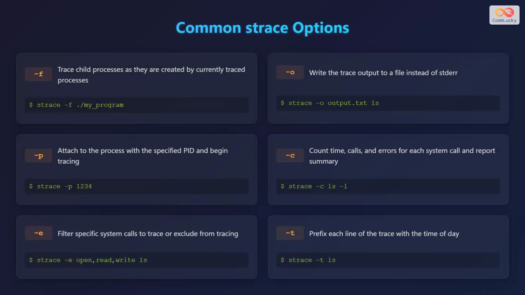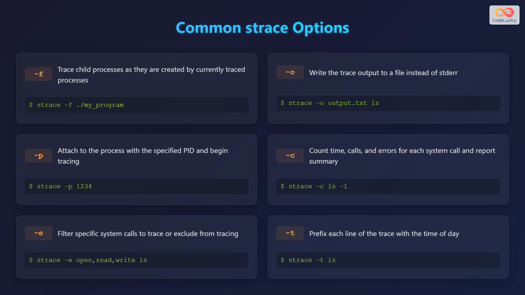Let's explore some common options used with strace. The -f option tells strace to follow child processes as they are created by the traced process. To use it, you would type strace -f followed by the command. For example, strace -f ./my_program.